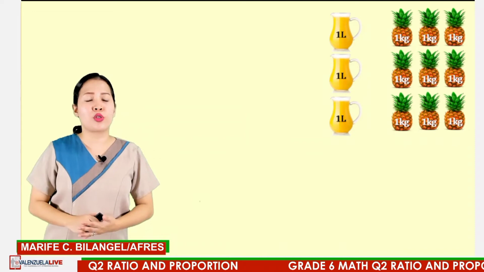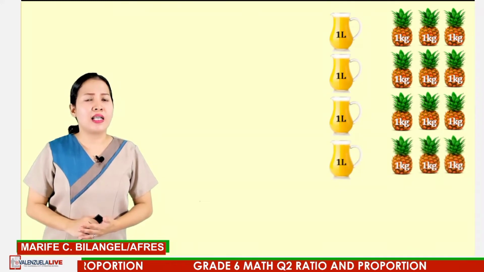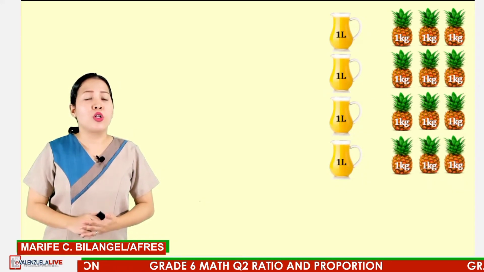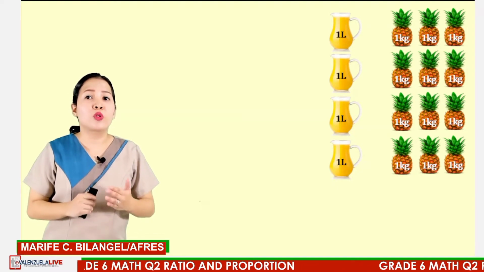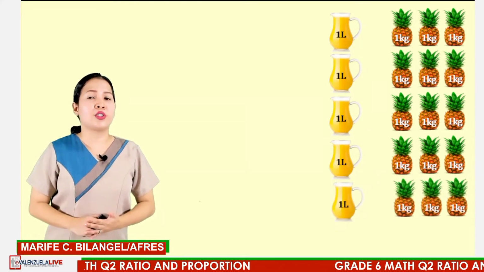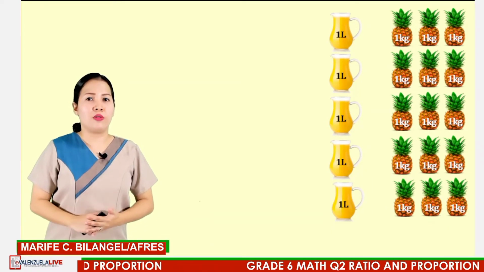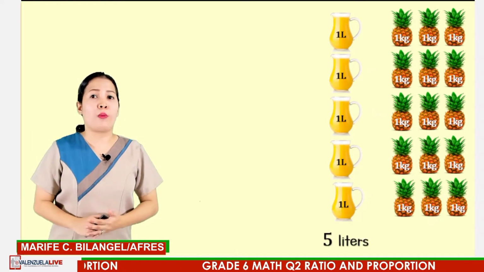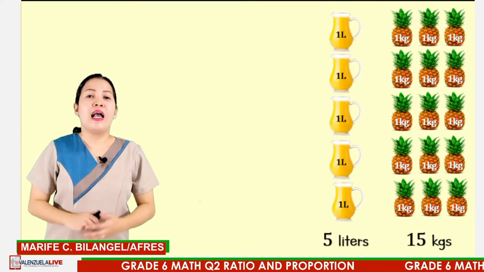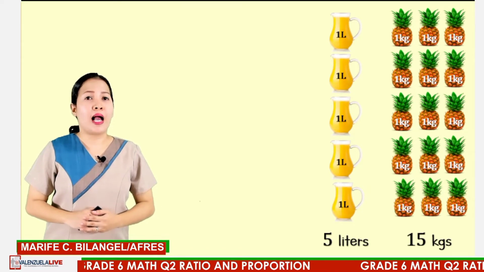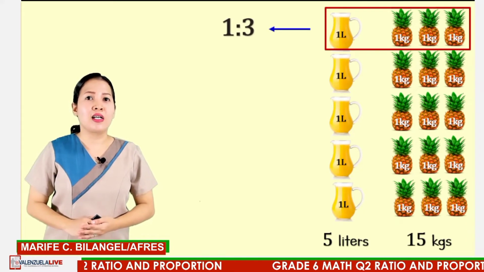If we have another liter of pineapple juice, we have 3 liters of pineapple juice. How many kilograms of pineapple do we have now? We have 9 kilograms. If I add another liter of pineapple juice, which is already 4 liters, how many kilograms of pineapples do we have now? So we have 12 kilograms. And if I add another liter of pineapple juice, how many kilograms of pineapple do we have in all? Right, so for 5 liters of pineapple juice, we have 15 kilograms of pineapple. Again, if we have 1 liter of pineapple juice, we need 3 kilograms of pineapple. And it is written as 1 to 3.